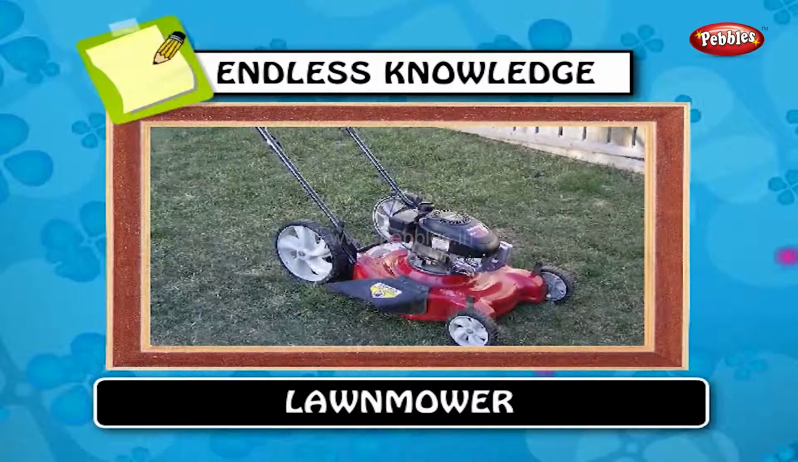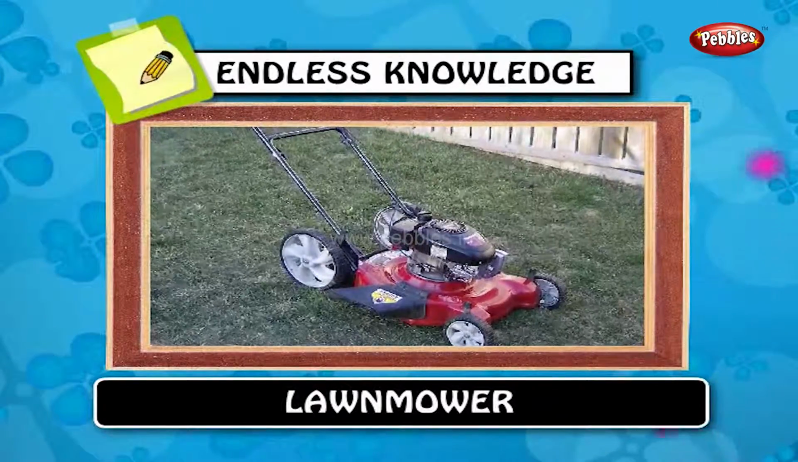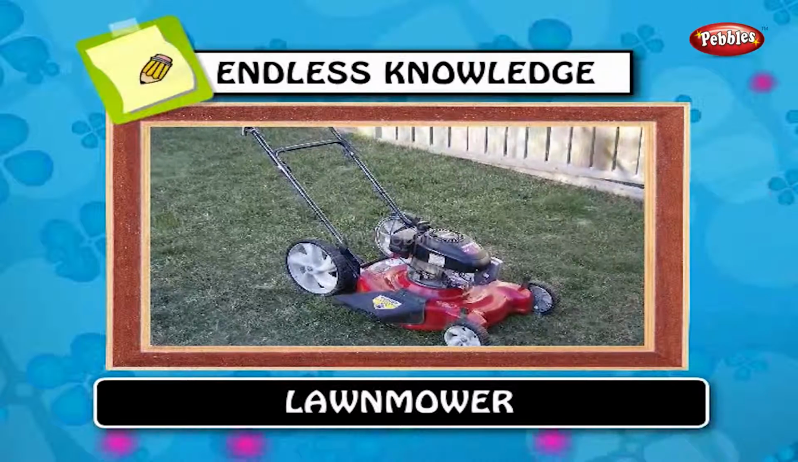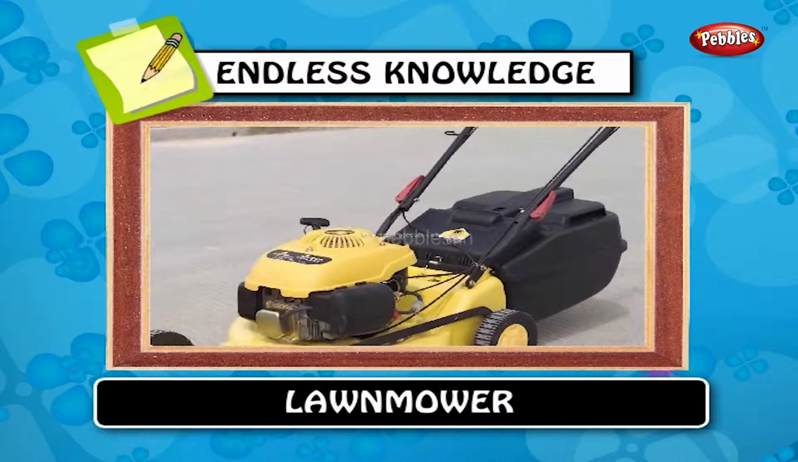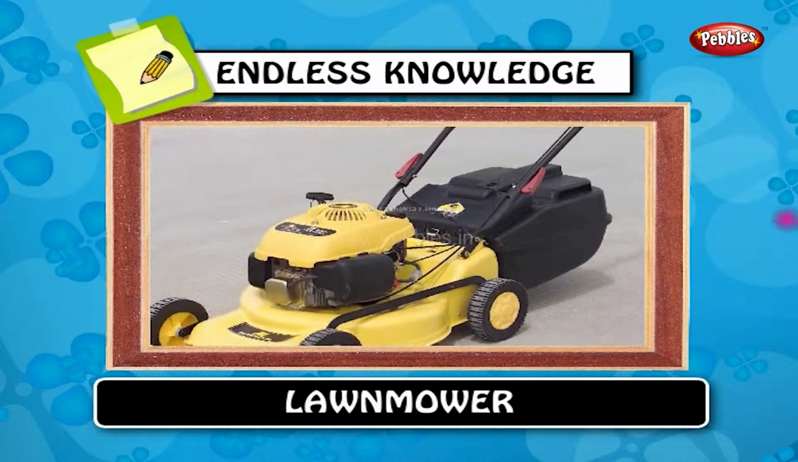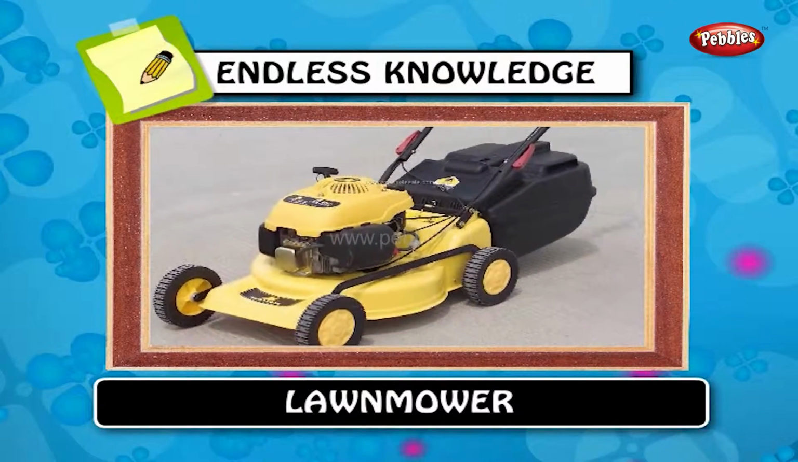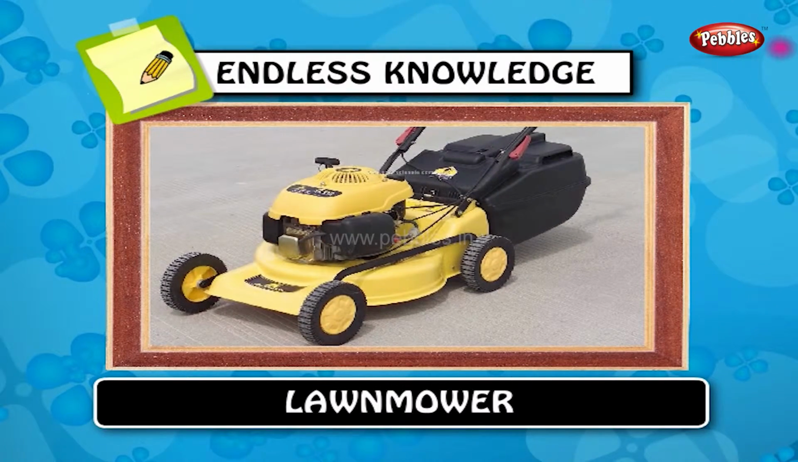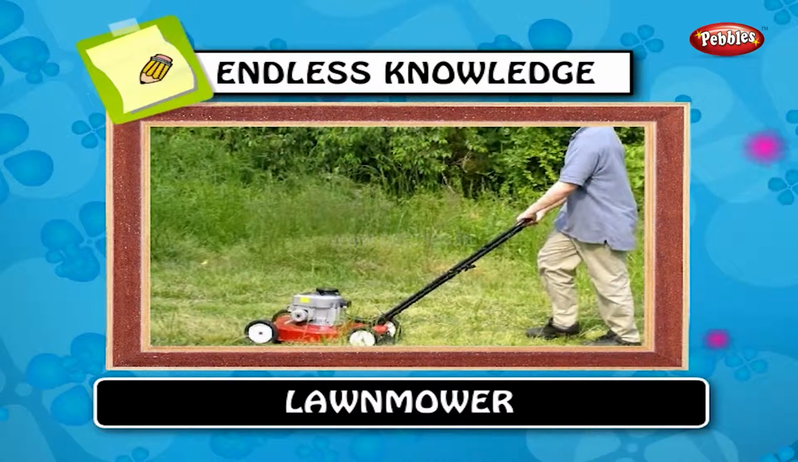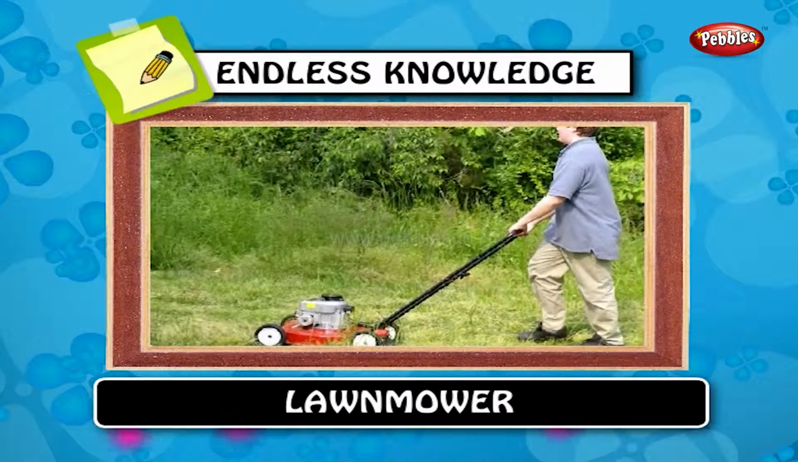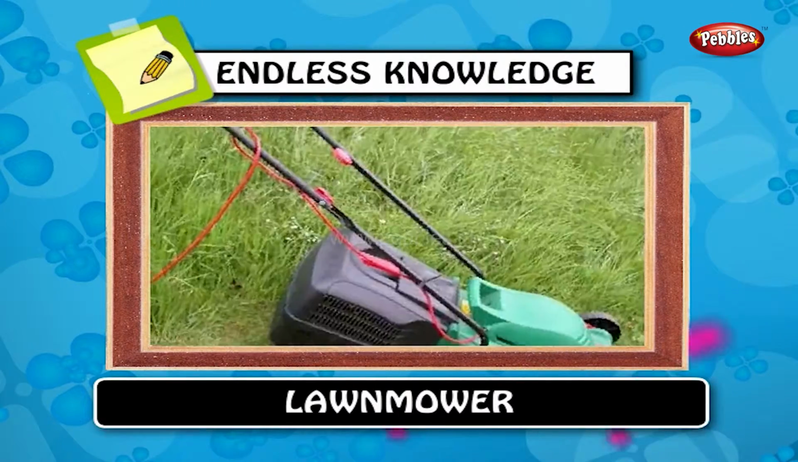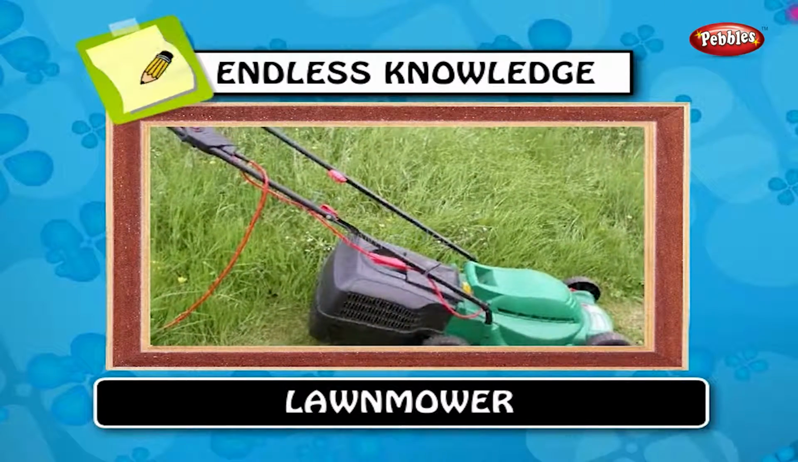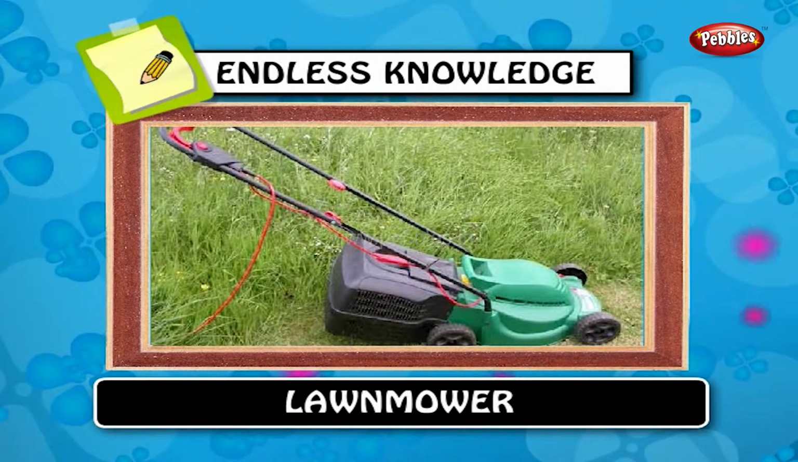Lawn mower. A lawn mower is a machine that has one or more revolving blades to cut a lawn at an even length. Lawn mowers employing a blade that rotates about a vertical axis are known as rotary mowers, while those employing a blade assembly that rotates about a horizontal axis are known as cylinder or reel mowers.